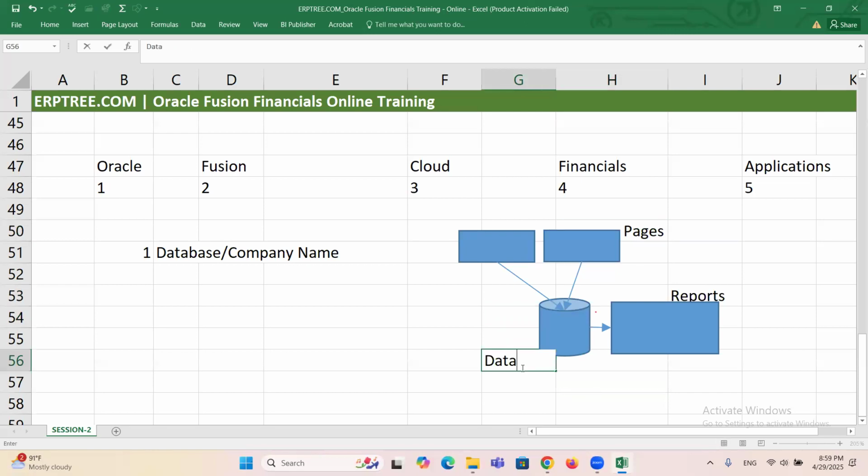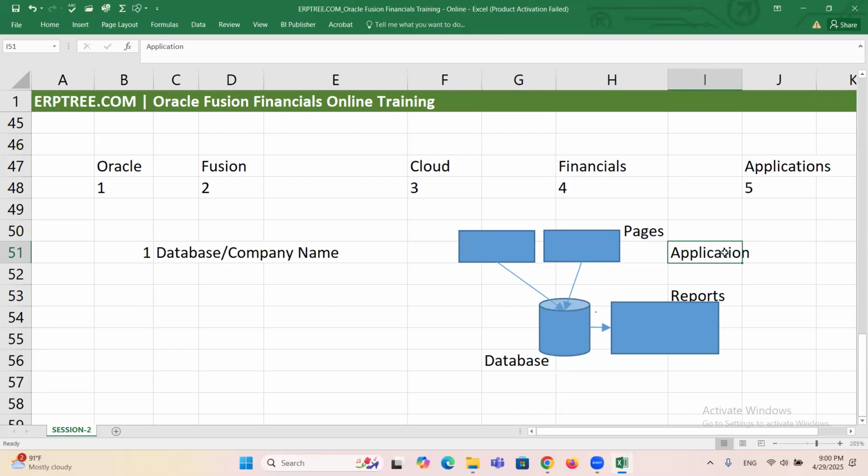So we have pages to input the data. We have a database to store the data. We have reports to view the data. So these three components put together we call an application. A collection of relevant pages, and the database and reports we call an application. It could be any application.